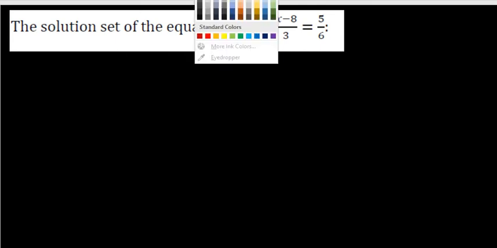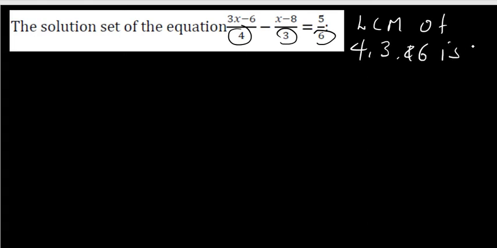Okay, the second question, it is a linear equation having numbers in the denominator. It's fractions, so we need to remove the denominators first. The denominators, as you see here, are 4, 3 and 6. So we need to find the LCM of these three numbers. Obviously the LCM of 4, 3 and 6 is 12. So we need to multiply each term by 12. Let's do it.